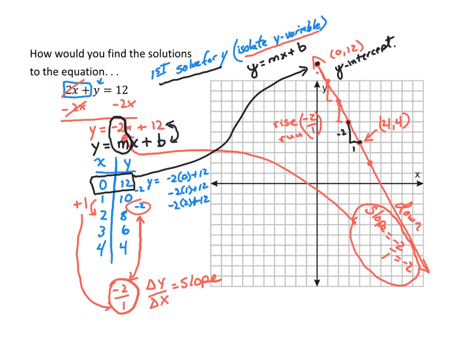Now that m, there's a lot of different uses for this m. That's how you move to get from one point to the next point on the graph. But it's also the rate of change when we have a word problem. The slope is the rate of change. Remember, it's the change in y over the change in x. That is the rate of change.